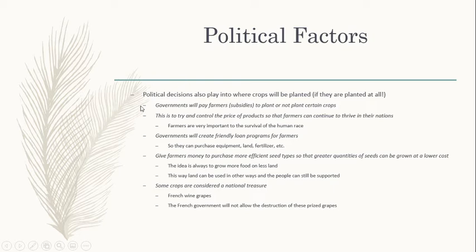Next one would be political factors. Political decisions also play into where crops will be planted, or if they're planted at all. Governments will pay farmers subsidies to plant or not to plant certain crops. Subsidies, that's just money given to farmers by the government to perform a specific task. In the United States, farmers are paid a subsidy to grow corn. So the government pays farmers to specifically grow corn. So again, governments will pay farmers subsidies to plant or not to plant certain crops. This is to try to control the price of products so that farmers can continue to thrive in their nations.